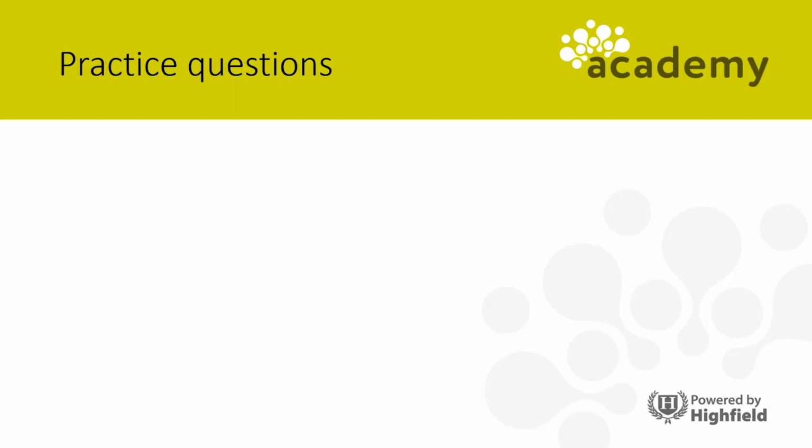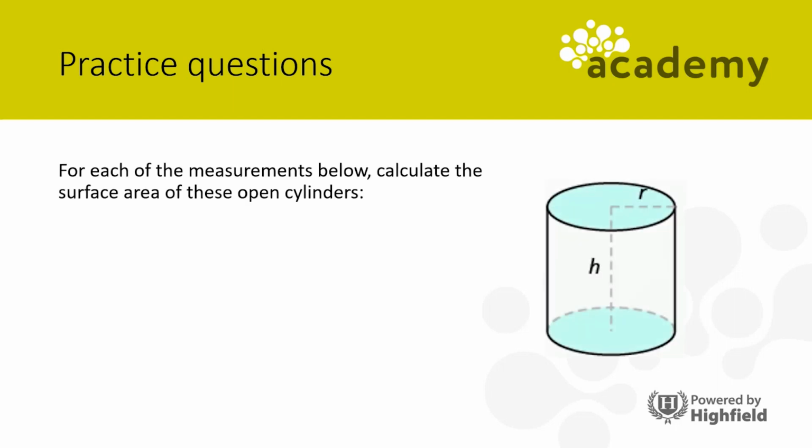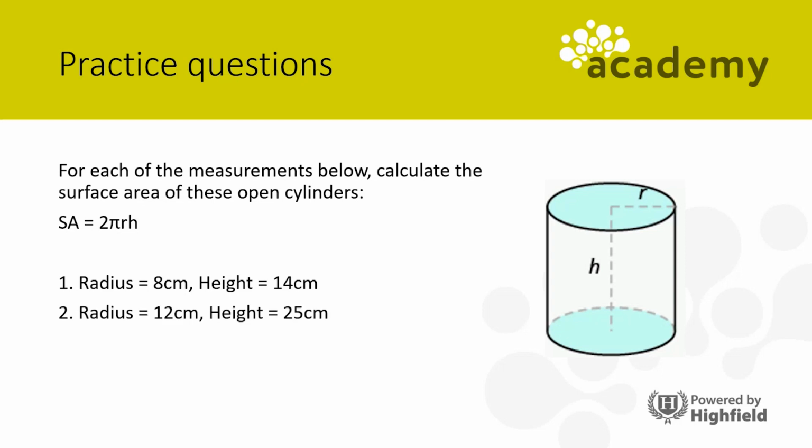So let's look at some more practice questions. For each of the measurements below, calculate the surface area of these open cylinders. In the first example, the radius is 8 centimeters and the height is 14 centimeters. In the second example, the radius is 12 centimeters and the height is 25 centimeters.